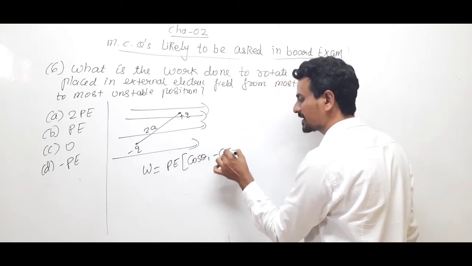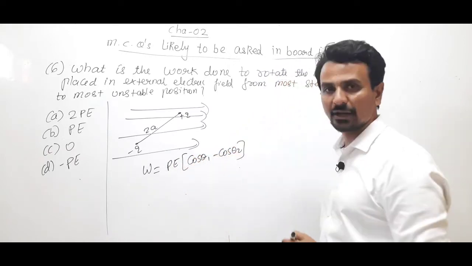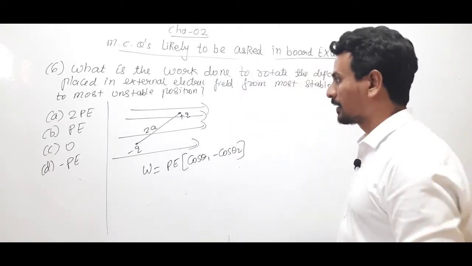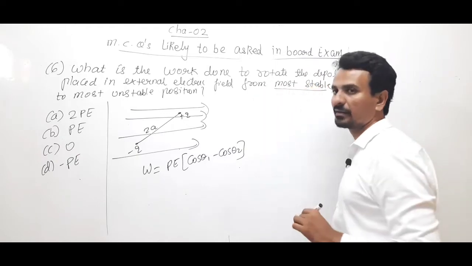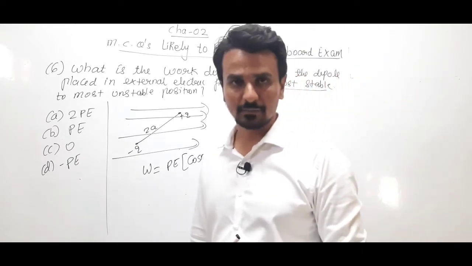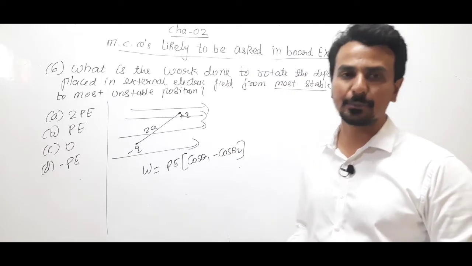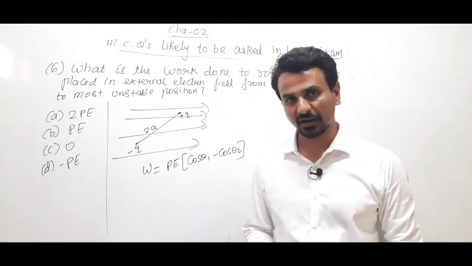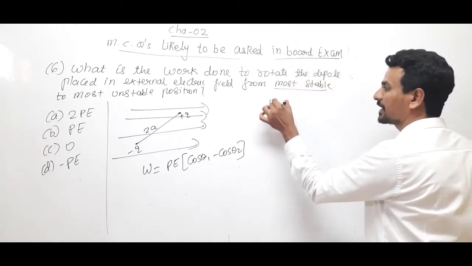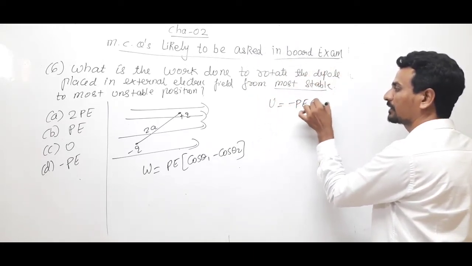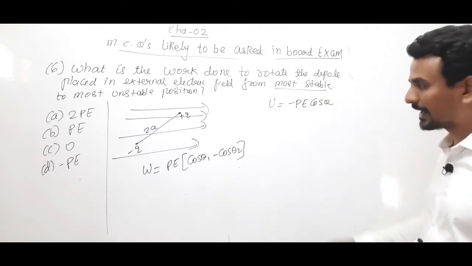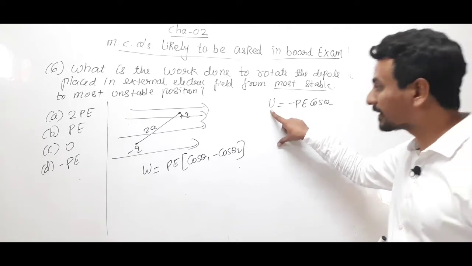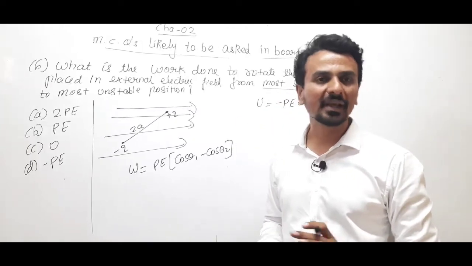So work done is equal to PE (cos theta 1 minus cos theta 2). Work done is equal to delta U, that is PE (cos theta 1 minus cos theta 2). Most stable position is when the potential energy is minimum, right? When the potential energy of the dipole is minimum, that condition represents the most stable condition, right? Now for a dipole, potential energy is given as minus PE cos theta. Got it? So when energy is minimum, stability will be maximum, and when energy is maximum, stability will be minimum.